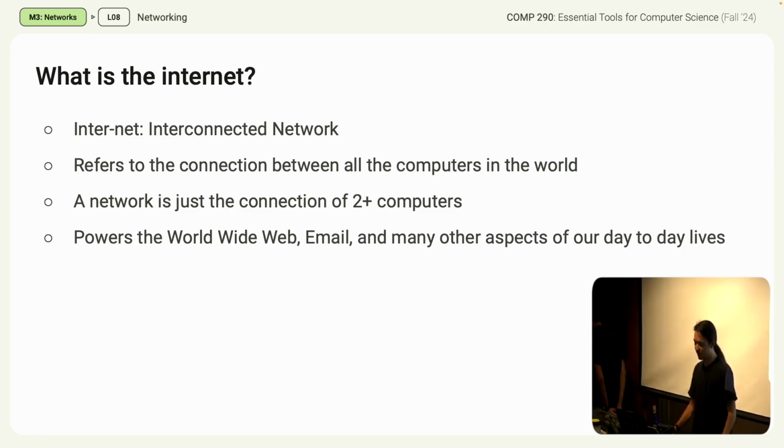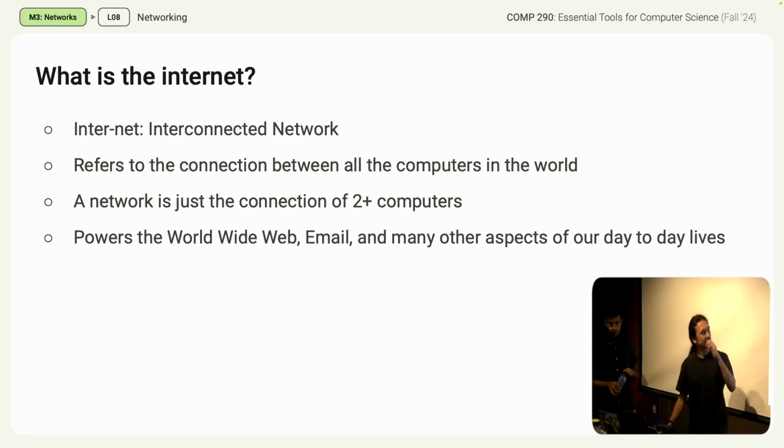And a network at its most fundamental core is just a connection of two or more computers. Even at my house, if I connected a few computers together, that would be a network, right? It's not necessarily the internet. It's not the interconnection of all the computers in the world, but it's a network that I have locally. And you'll see this everywhere. The school has its own network. Most businesses have their own network. Your home, you have a home network. And then that itself is connected to the internet.